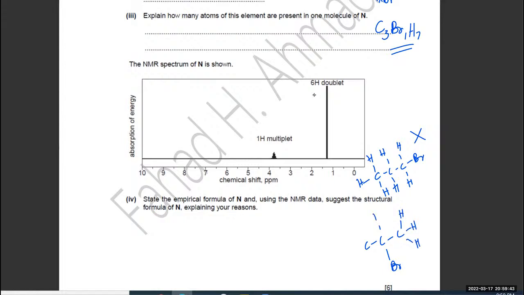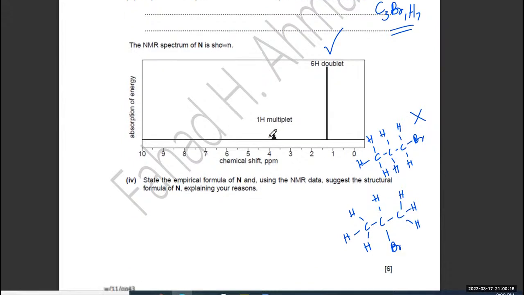How many hydrogen environments in this case? 2. Because the 6 hydrogens at the ends are exactly the same. So that's this one. And there's 1 H. Because the neighboring carbon atom has 1 H, this one is going to be a doublet. And because of the neighboring carbon atoms, this H is going to be a multiplet. So that's 1 H, that's a multiplet. So that's the answer. This one is the correct one. Is that clear?